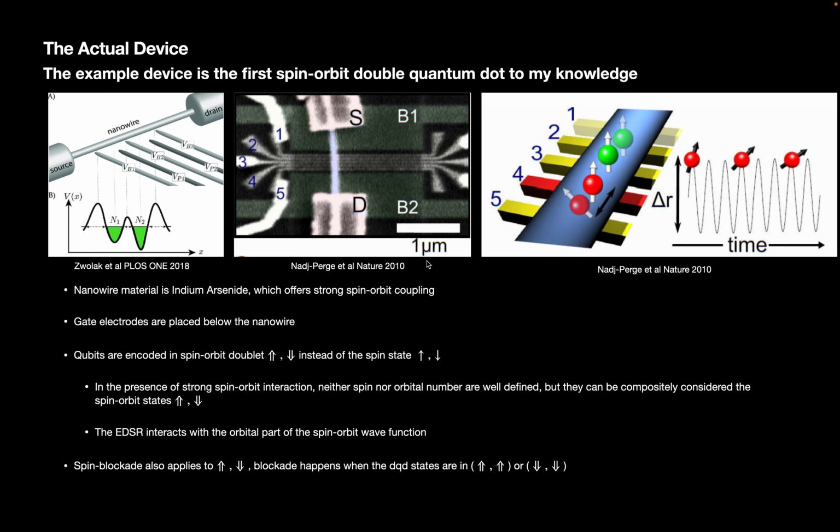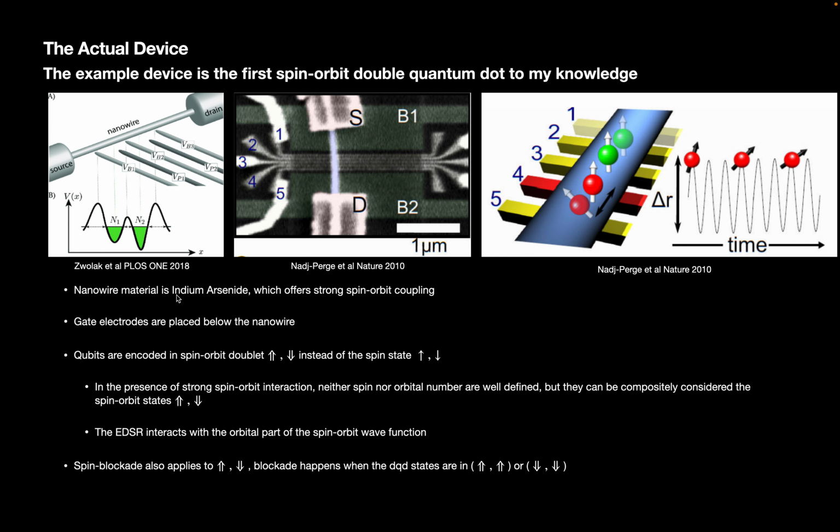And I'm gonna briefly discuss an actual device, which I believe is the first spin-orbit double quantum dot demonstration. This is done at Delft, and I'm putting the famous nanowire picture here just for you to think about it more easily. And you have the top view SEM image of the device. You have source drain connected using a nanowire, and you have gate electrodes 1, 2, 3, 4, 5 sitting under the nanowire to trap electrons and do the control.